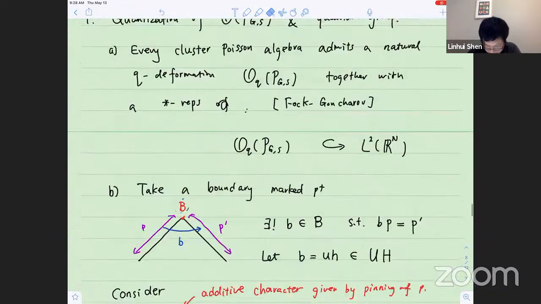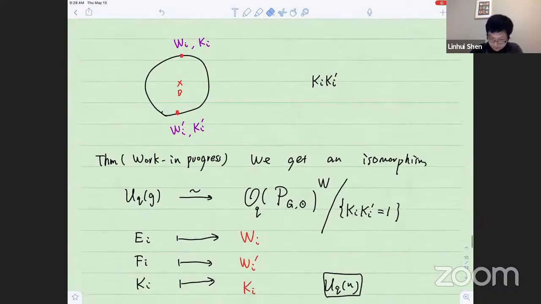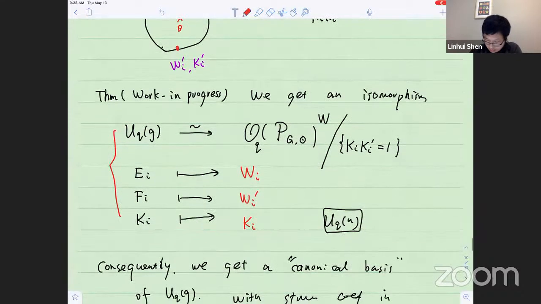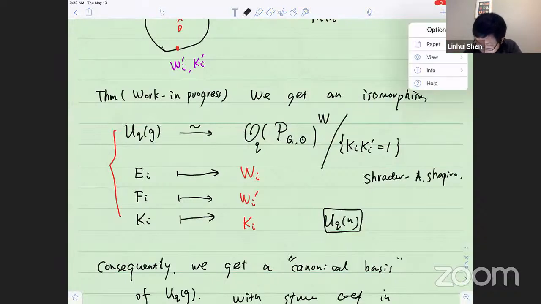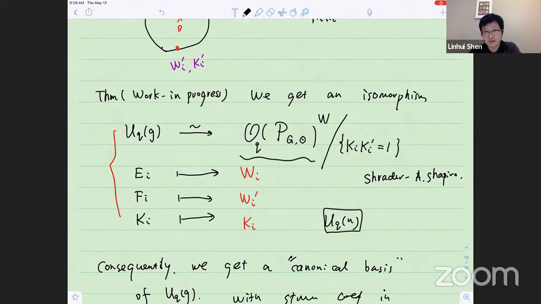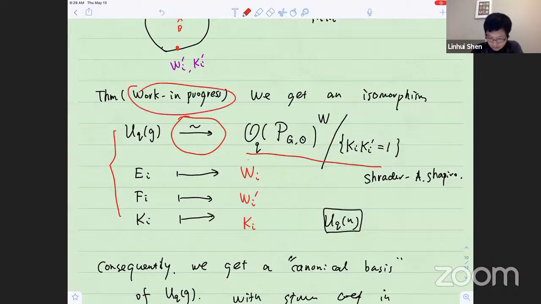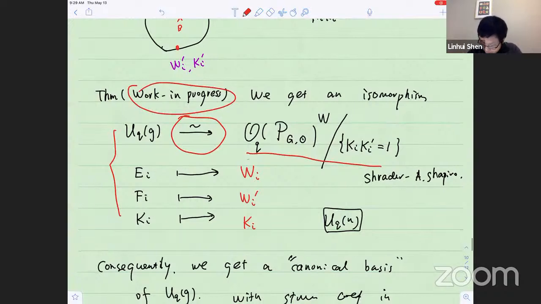Okay, so maybe another comment I forgot to mention, but I should. For this result, it was first considered by Schrader and Sasha Shapiro. They constructed a quiver, which turns out to be the same as the cluster structure for this space, and they gave a realization of this to the cluster variables defined by that quiver. But the hard part is to show that the image is exactly the one. And so this work in progress is a refinement of that for SLn.